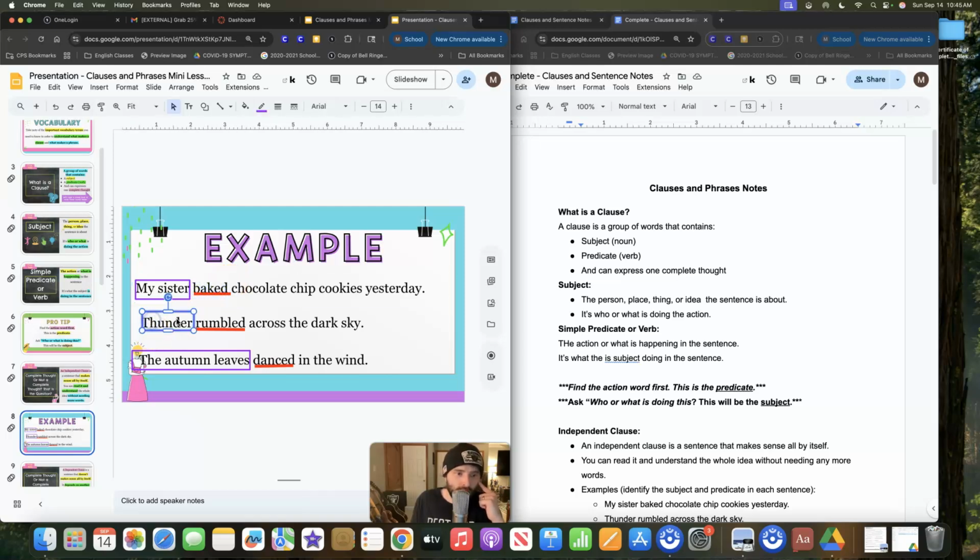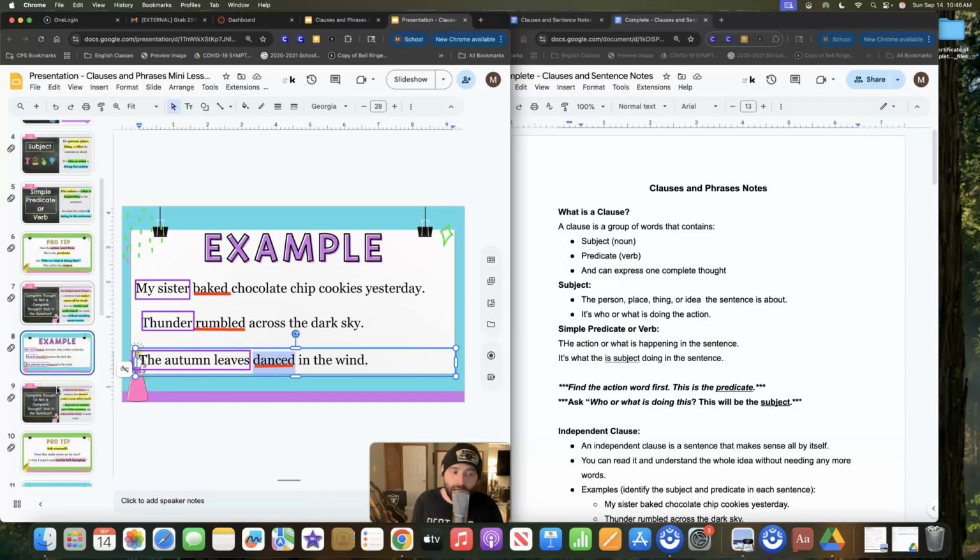Thunder, subject, rumbled across the dark sky. Rumbled is our verb. What's happening here? Rumbling. The autumn leaves danced in the wind. What are they doing? They're dancing. As long as you have those two things, and there's nothing stopping this from being a complete thought, which we're about to talk about next, it is an independent clause and can stand on its own.